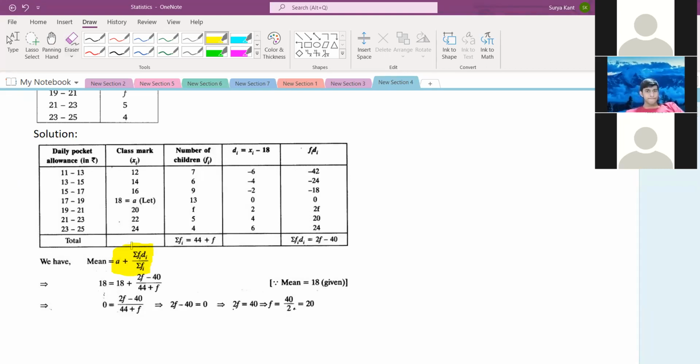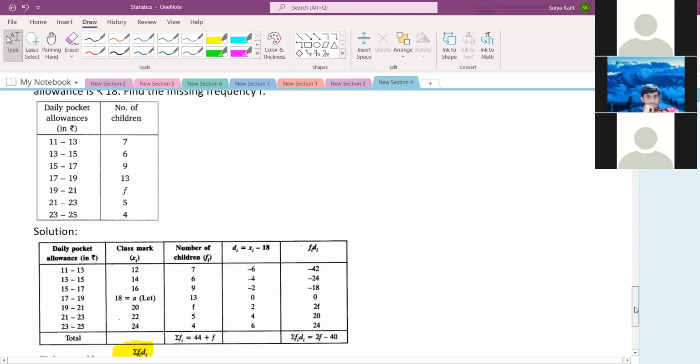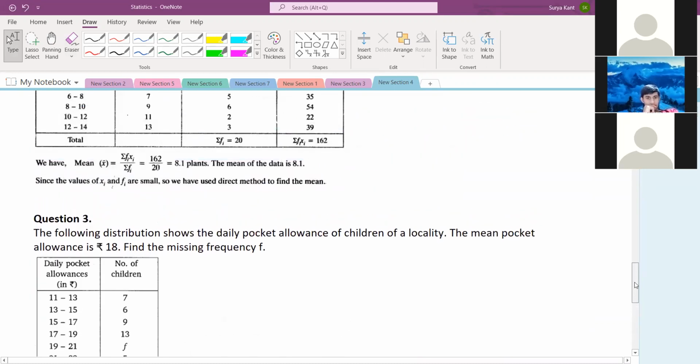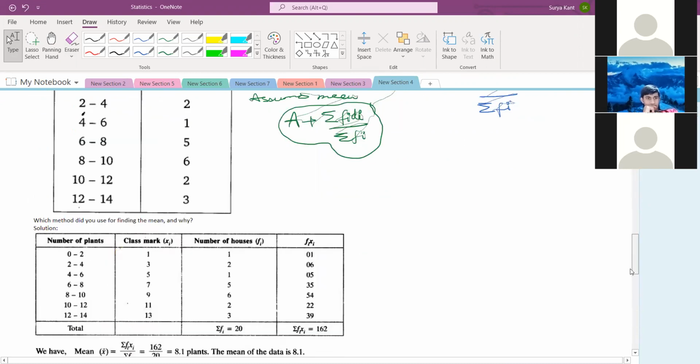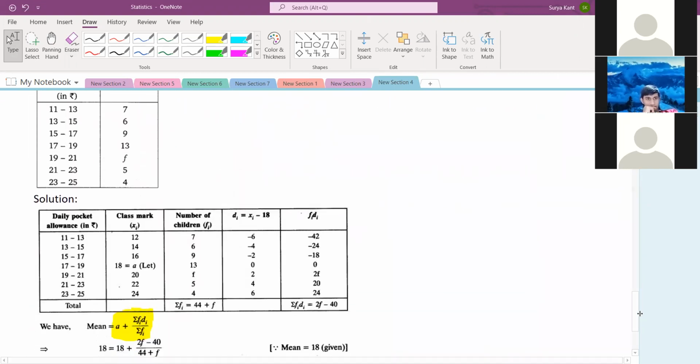Now here f is equal to what we are getting? 20. So this we have done by the assumed mean method. Which question was this? This was question number 3 of NCERT.